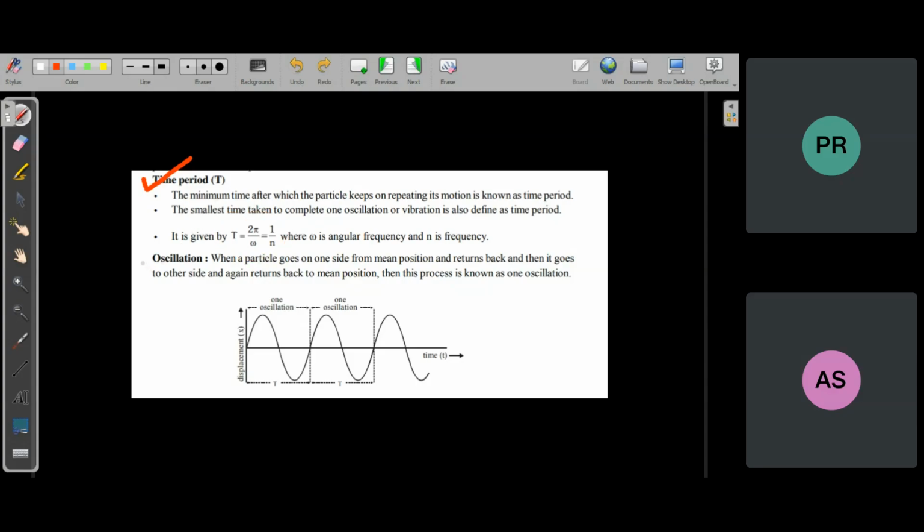Oscillation. One oscillation means a particle starts from mean position, goes to one side, returns back, goes to the other side, and then again returns to the mean position. So this is one oscillation.